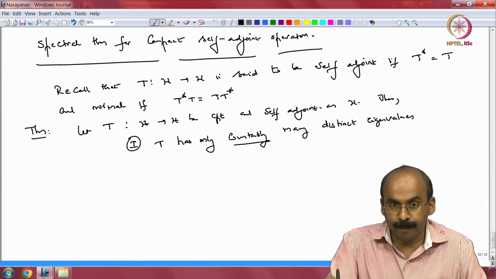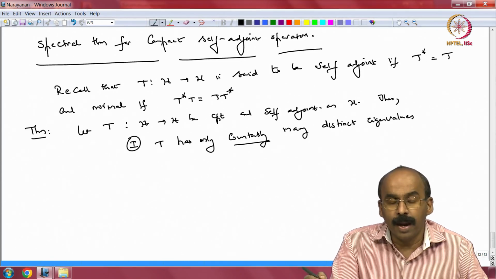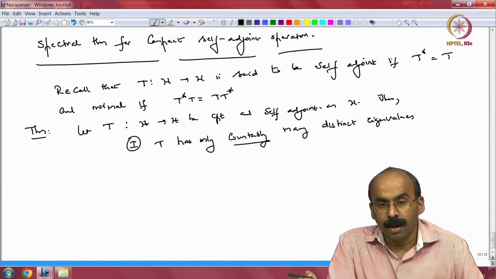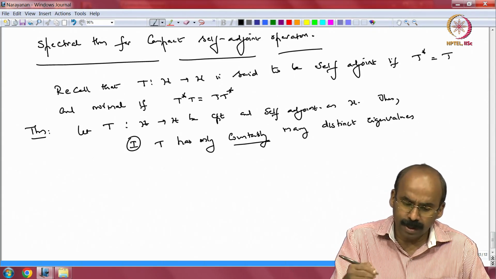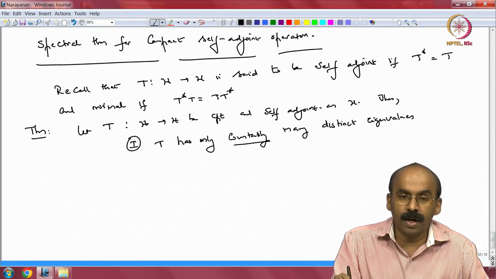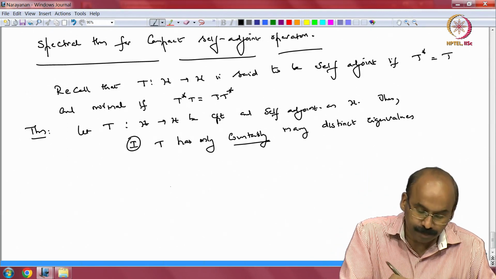It can be finite. It can be a finite rank operator, for example, the range can be finite, and you may have only finitely many eigenvalues, and you may have a huge kernel, that can happen. But otherwise also it can have only countably many distinct eigenvalues. Okay.